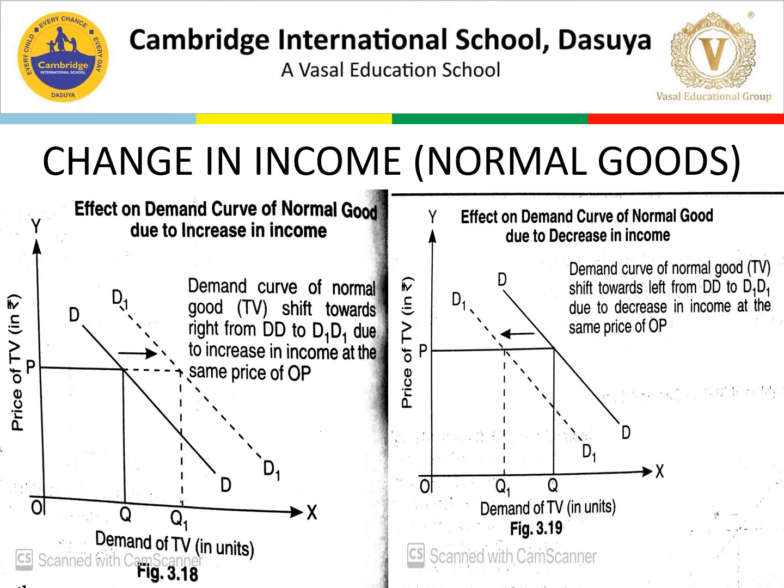When we talk about the demand for normal goods due to a decrease in income, obviously people will shift to inferior goods. So the demand curve shifts from right to left. A decrease in income at the same price OP: the price remains the same, but there is a decrease in income. This is the point they are talking about. I hope this is clear to you.